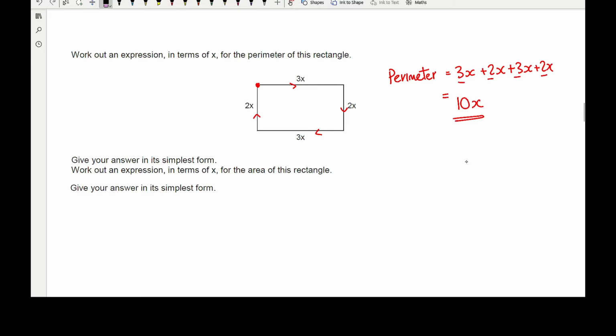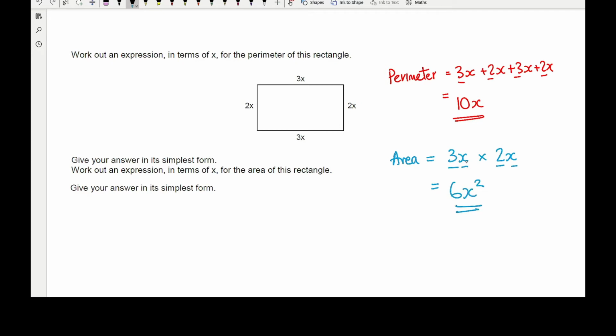Now to work out the area of a rectangle, I just need to multiply both the length and the height of the rectangle. So the area is going to be 3x multiplied, well, let's just change that x to a more algebraic x. I've got 3x being multiplied by 2x. When you're multiplying, you multiply numbers with numbers, letters with letters. So I've got 3 times 2, which is 6, and then x times x, which is x squared. And there are my two final answers.